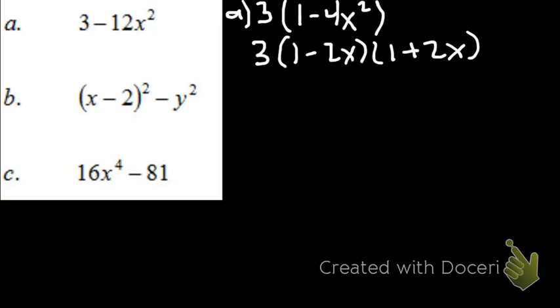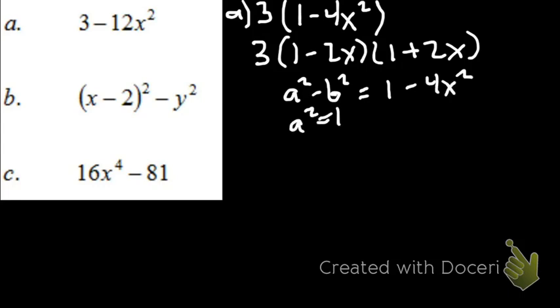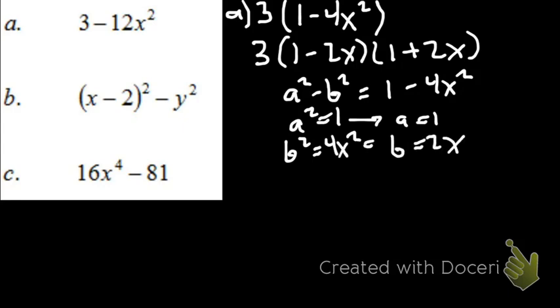That's because it's in this form, a squared minus b squared, where 1 is a squared and 4x squared is b squared. If a squared is 1, that means a is 1. And if b squared is 4x squared, take the square root of both sides, that means b is 2x. So we just plug that into this formula, a minus b times a plus b.